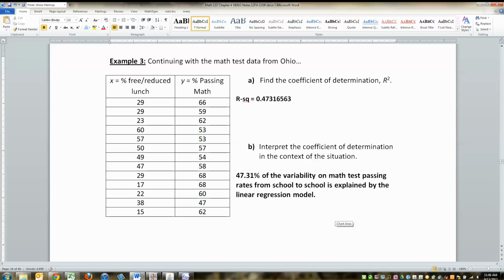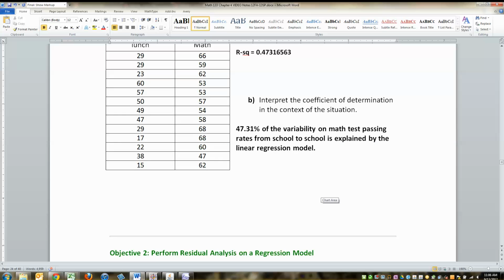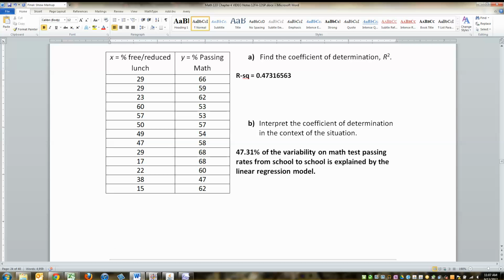All right, we're done with coefficient of determination. I'll meet you back here for residual analysis and residual plots.